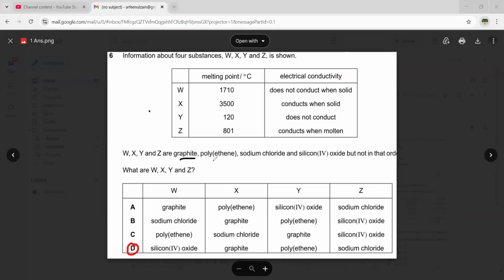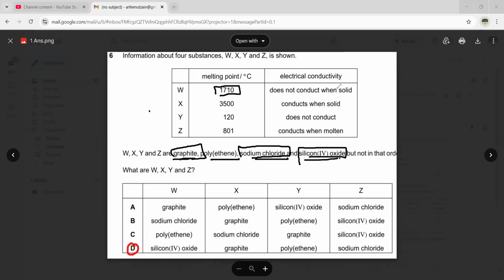We have graphite, polyethylene, sodium chloride, and silicon dioxide, but not in order. The first one has a high melting point. So it can be graphite because it has a high melting point. It can be sodium chloride because of a high melting point. It can be silicon dioxide because of the high melting point, because 1700 is high.